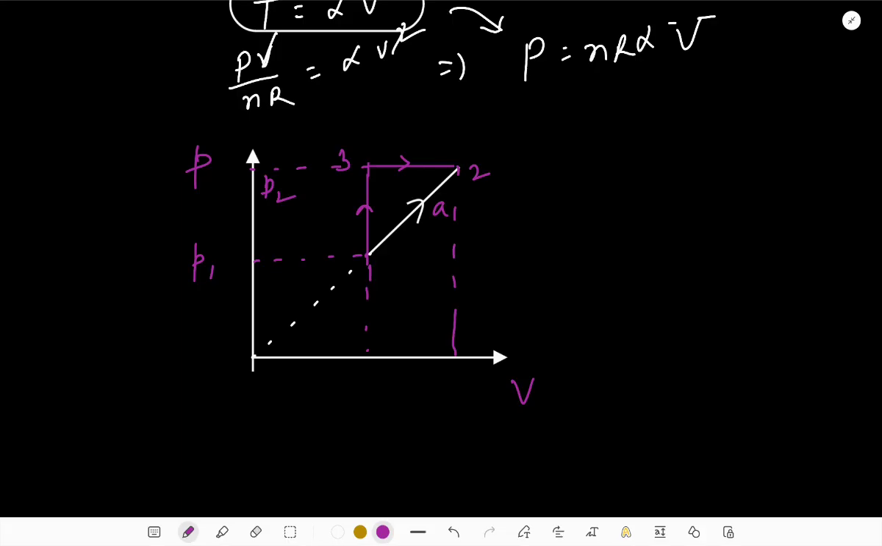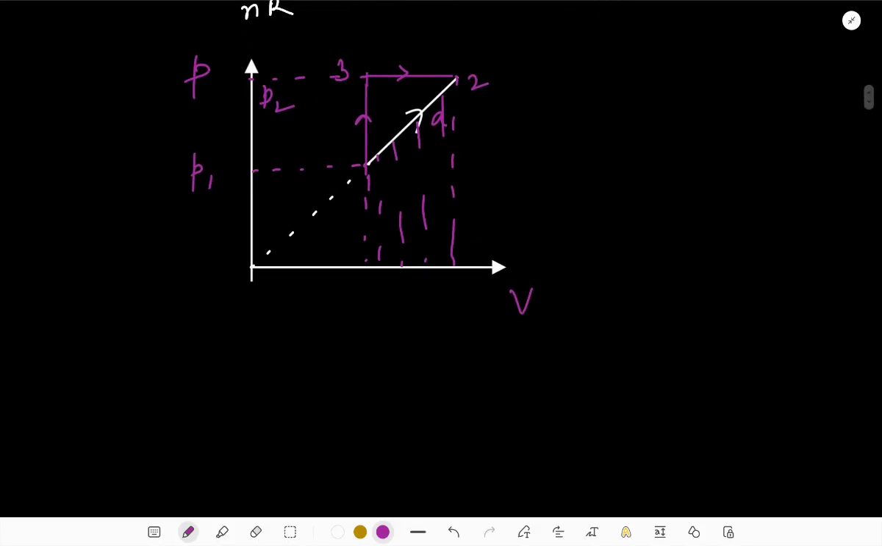Now I can see the work done in all the processes. For the 1 to 2 process, the work done is this area, and since volume is increasing, the work done will be positive. For 3 to 2, I can also find the area beneath the 3 to 2 diagram, and for 1 to 3, the work done is 0. So I'm going to apply now the first law of thermodynamics, and that is simply the amount of heat provided equals the increase in internal energy.